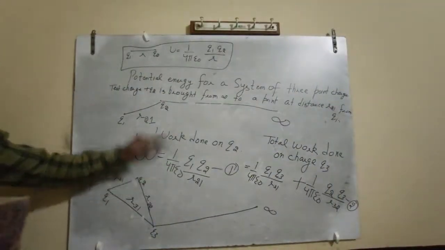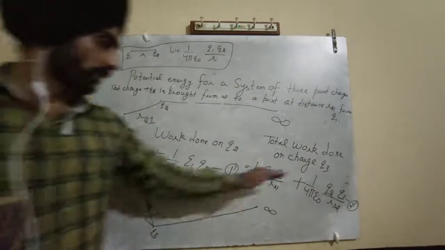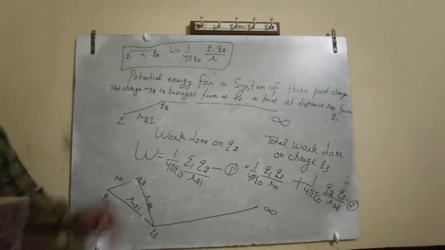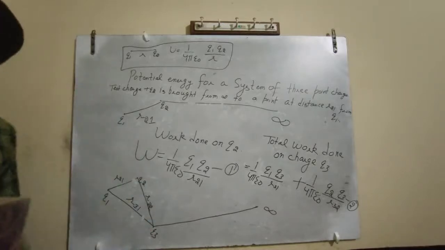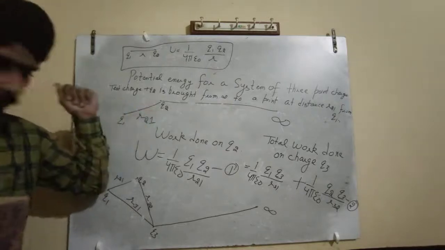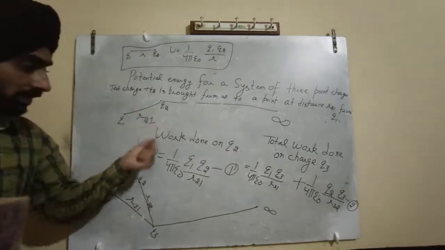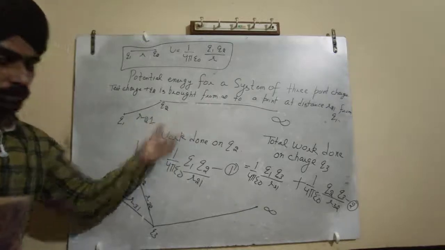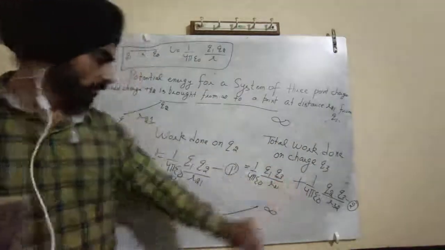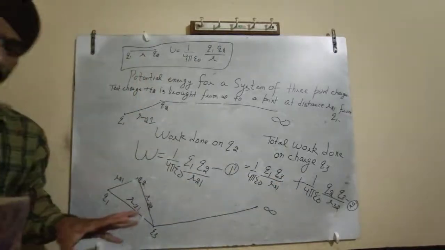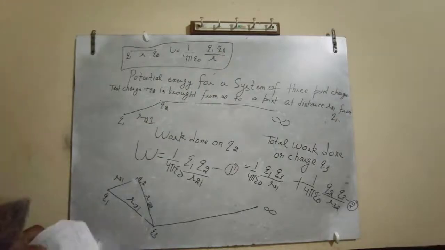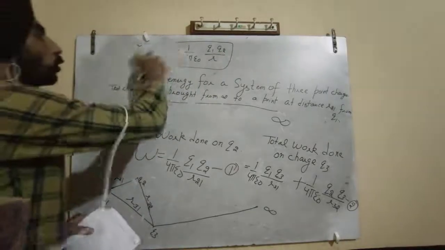This is the work done on Q2 charge. This is the work done on Q3 charge. So they are making a system. That means some energy gets stored in this Q2 also. Some work has been done on Q2 also, and some work has been done on Q3 also. This work done plus this work done will become the potential energy of the whole system. So for the total potential energy of the whole system, we have to add all the work done.